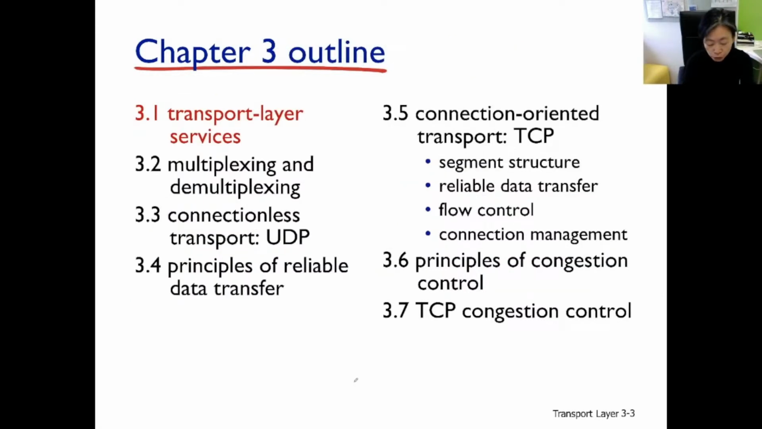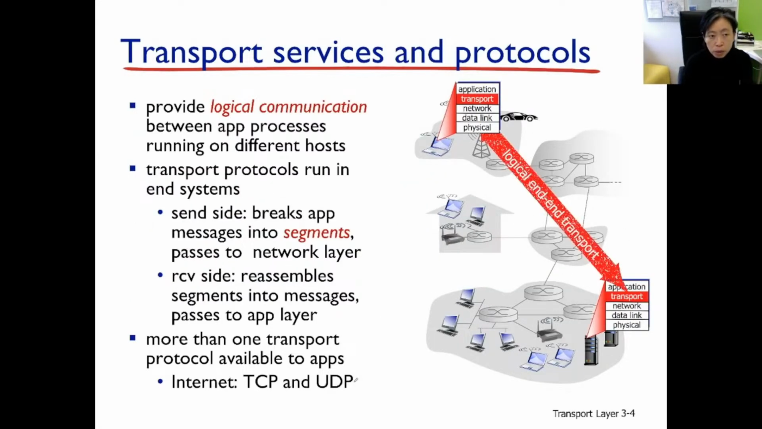3.1 is the overview section. So what I need to say here is this. The transport layer service is providing a logical communication channel between two processes that are running on different end systems. There's a sender side of the transport layer protocol, and there's also the receiver side of the transport layer protocol. And the functions often correspond to each other.